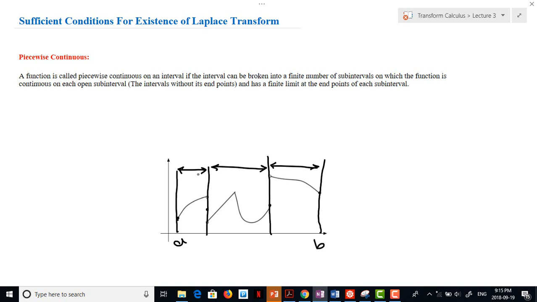So now we have 3 subintervals, and on each subinterval the function is continuous and has a finite limit at the endpoint of each subinterval. Here we have one endpoint, so it has a finite value, and here we have another endpoint, so we have a finite value. As a result, this function is piecewise continuous.